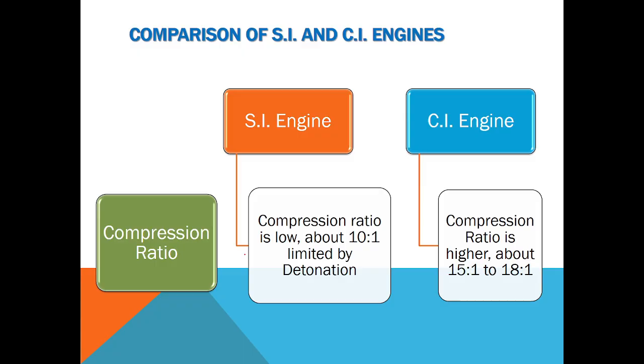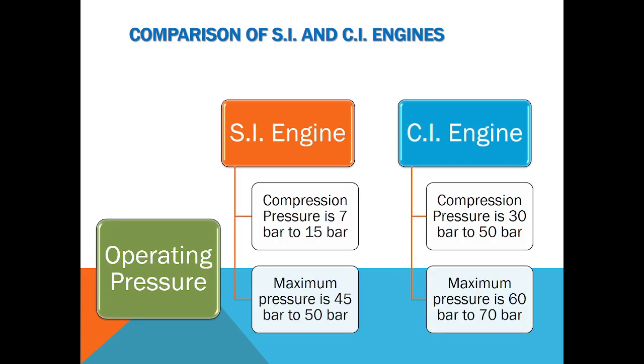Now, the next point of comparison is the compression ratio. Very crucial point, because in case of SI engine, to avoid the tendency of detonation, the compression ratio should be low. Therefore, the compression ratio in case of SI engine is kept in a range of 10 is to 1, whereas the compression ratio in the CI engine should be higher to avoid the knock. So it may be 15 is to 1 to 18 is to 1. In many engines, it can go up to 20 is to 1 also.